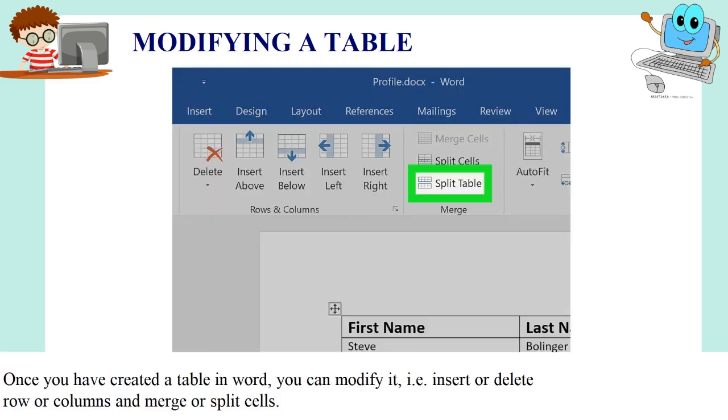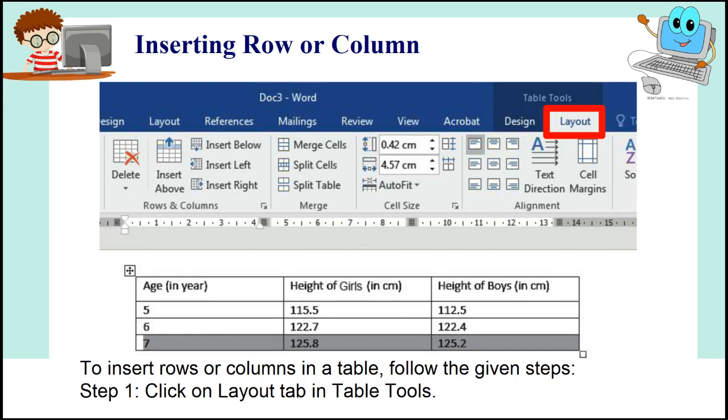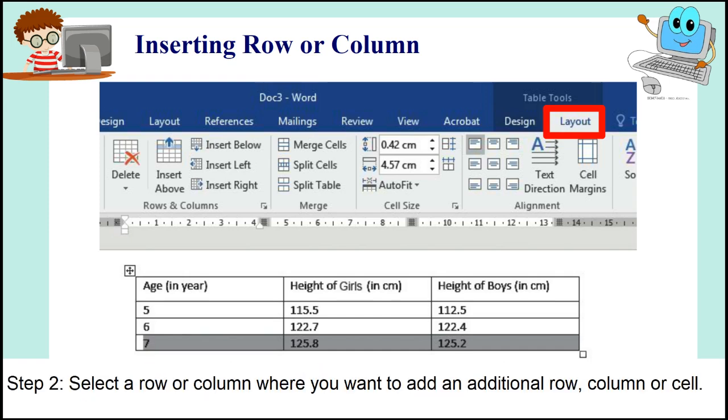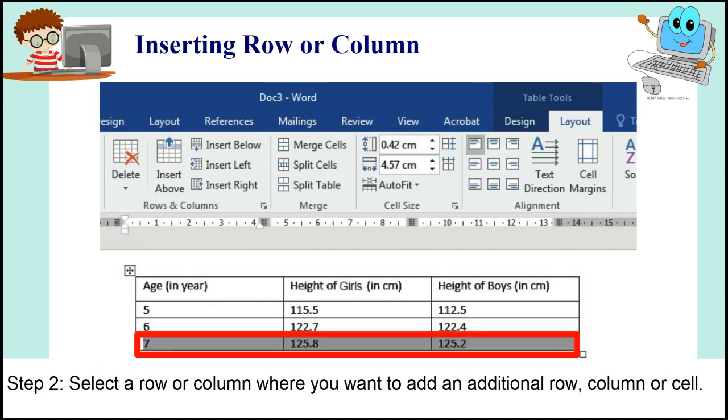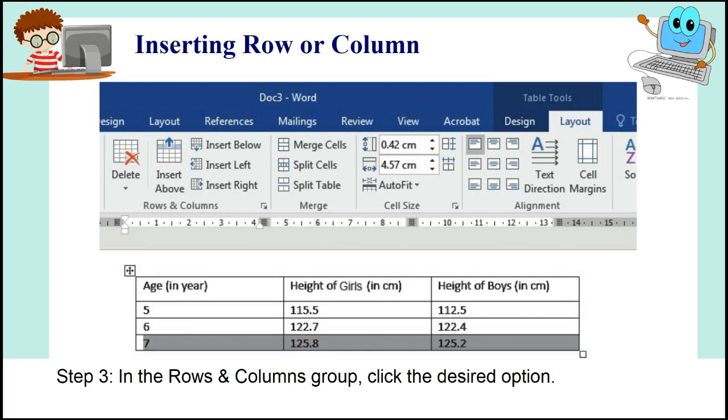Modifying a table. Once you have created a table in Word, you can modify it. That is, insert or delete rows or columns and merge or split cells. Inserting row or column. To insert rows or columns in a table, follow the given steps. Step 1. Click on Layout tab in Table Tools. Step 2. Select a row or column where you want to add an additional row, column, or cell. Step 3. In the Rows and Columns group, click the desired option.